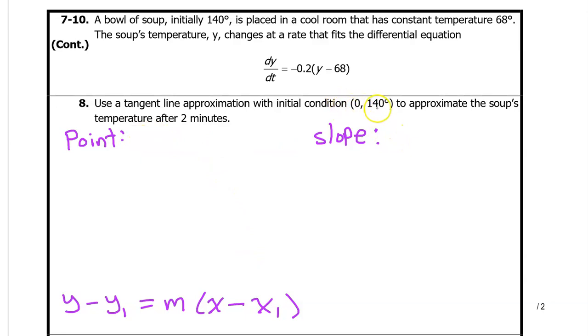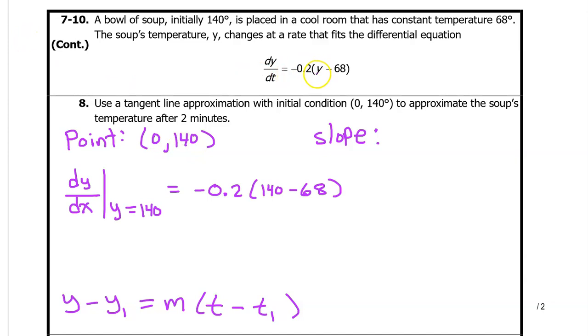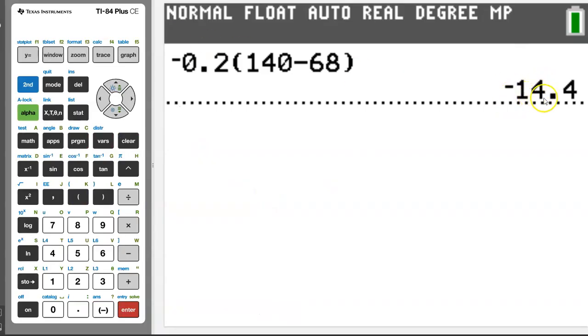And here they have given us a point, the initial condition 0, 140 degrees. All we need is the slope. Since the variables in this case are y and t, I will use t instead of x in my equation. In order to find the slope, all we have to do is evaluate the derivative at the point 0, 140. Since the first derivative is written in terms of y, all we have to do is plug in 140. This turns out to be negative 14.4.